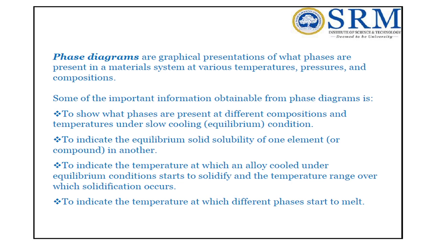As I told earlier, phase diagrams are graphical representations of what phases are present in a material at various temperatures, pressures, and compositions. Some of the important information obtained from a phase diagram is what phases are present at different compositions and temperatures under slow cooling, that is, equilibrium conditions. So you know what equilibrium conditions are.